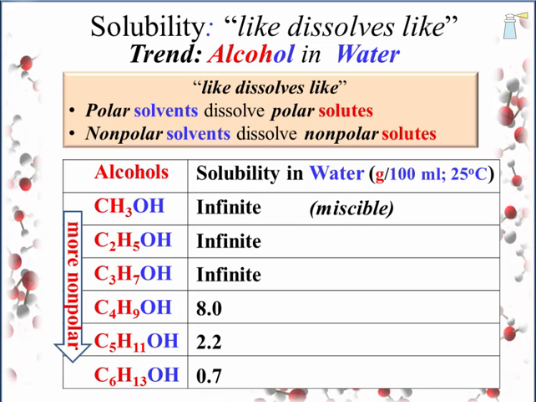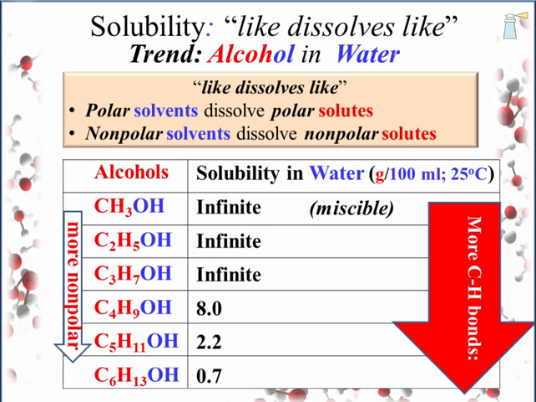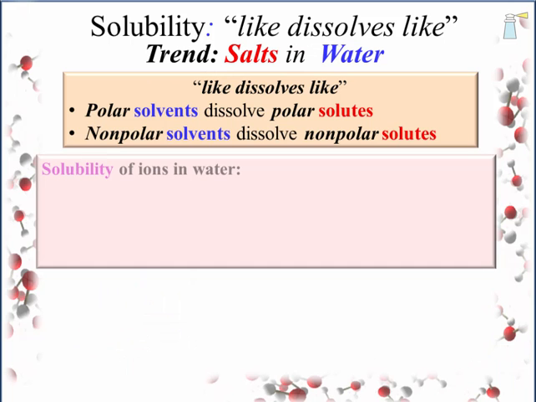Returning to the table, having even more carbons further limits the solubility. At some point, the alcohol is no longer considered alike with water. The take-home trend is that the more carbon hydrogens a substance has, the more nonpolar it is, and the less soluble it is in water. The next solubility trend, under the likes dissolve likes banner, is salt or ionic compounds in water.